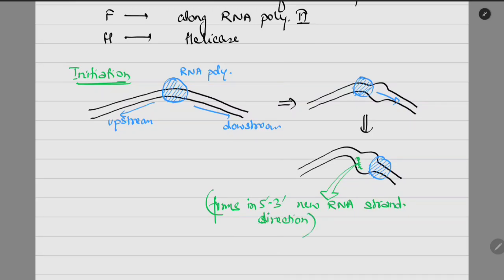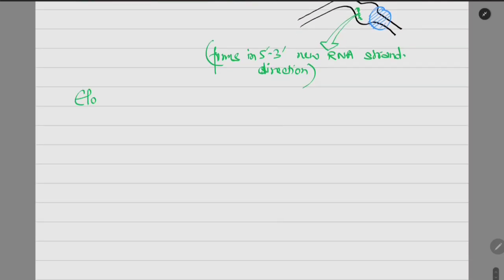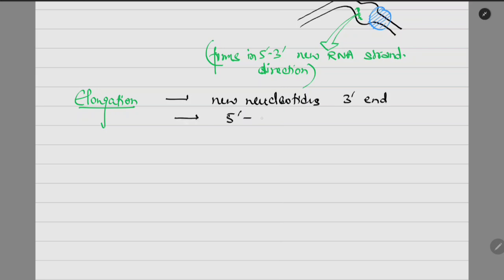Remember this one always. Now the second one is elongation. Here elongation means the new nucleotides bind to the 3' end, forming the RNA in the 5' to 3' direction. There is formation of phosphodiester linkage.